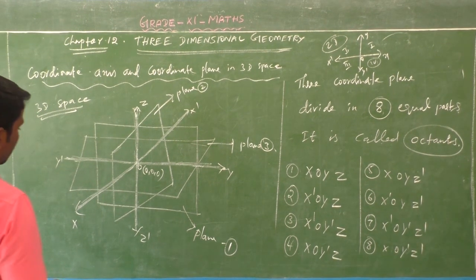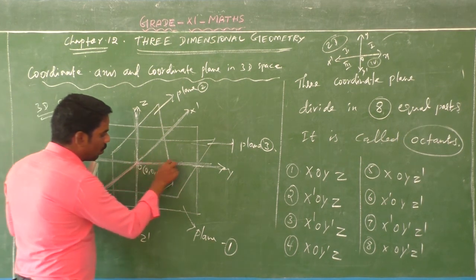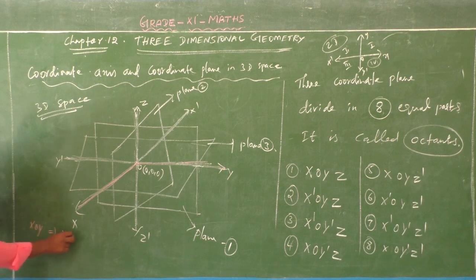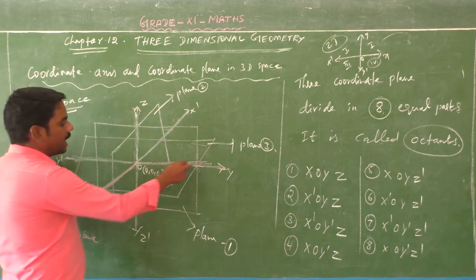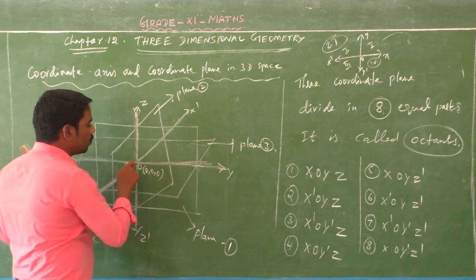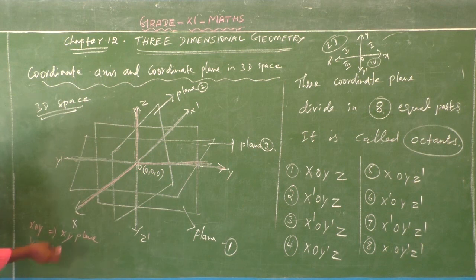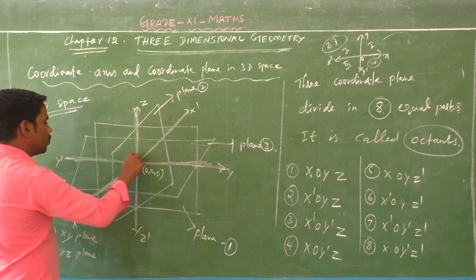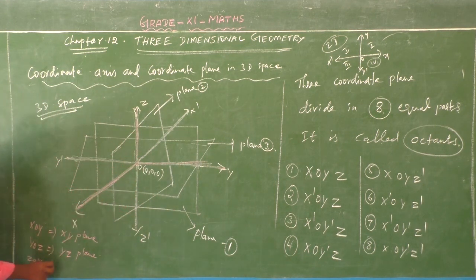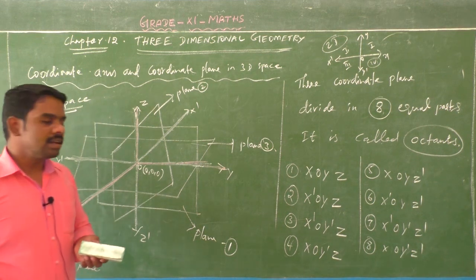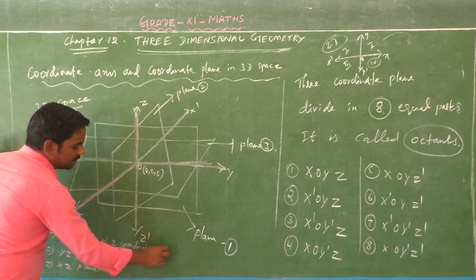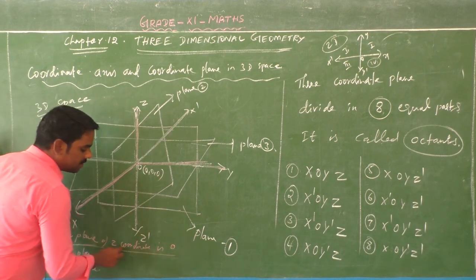Listen, another piece of information. x o y is called the XY plane. Y o z is called the YZ plane or ZY plane. And Z o X is called the XZ plane. Listen, here in the XY plane the Z coordinate value is 0.